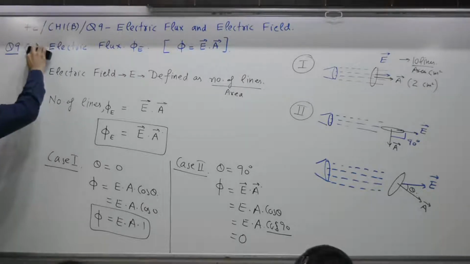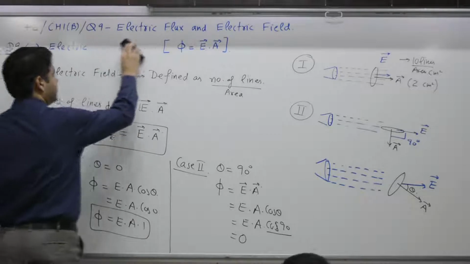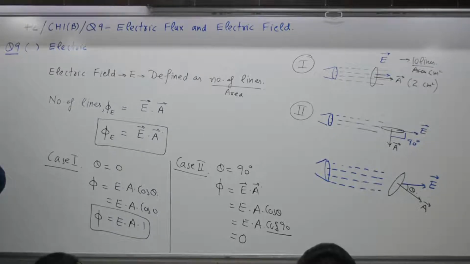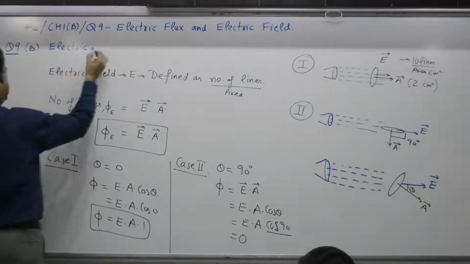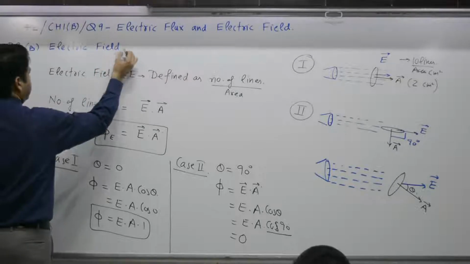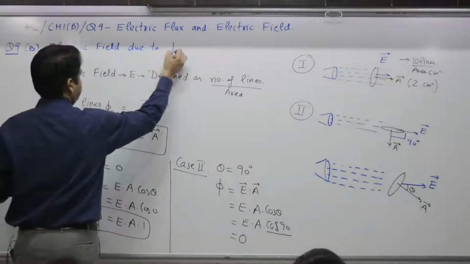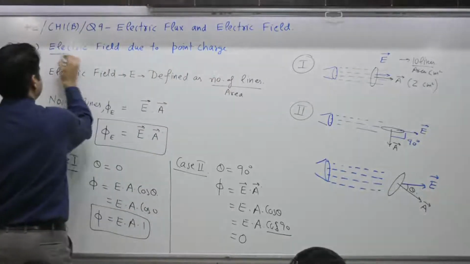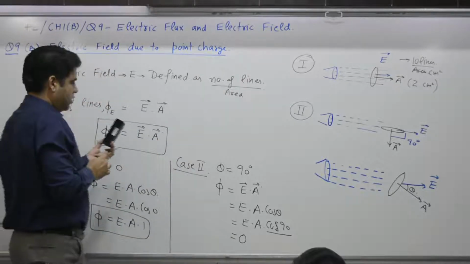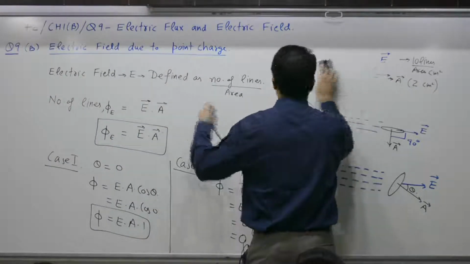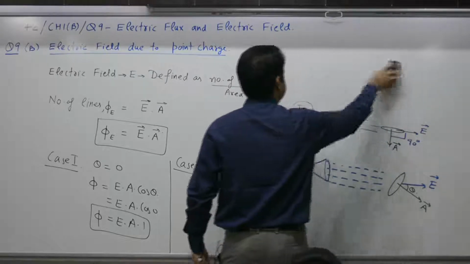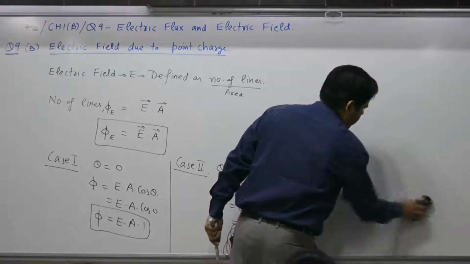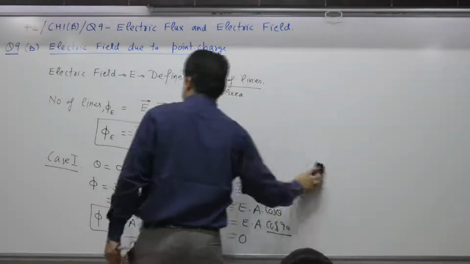B part is again electric field due to point charge using lines concept. Electric field due to point charge, using the same concept, that is electric field lines. What was the formula for force? Q1 Q2 by 4 pi epsilon naught r square.